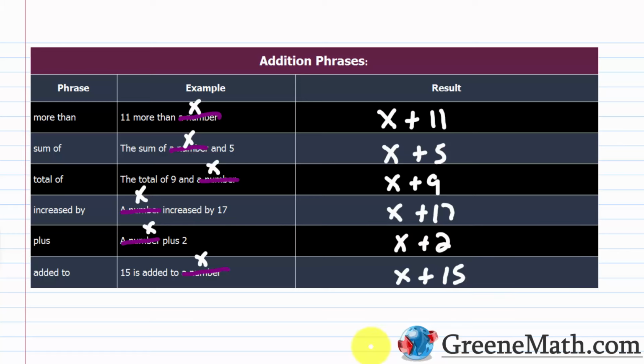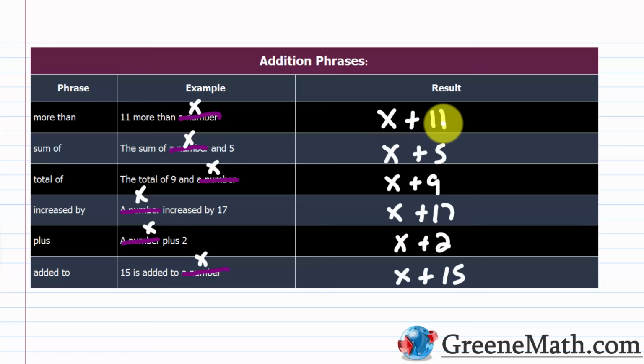It's very easy when you're working with addition because addition is commutative. The order that you add in does not affect the result. In this case where we have x plus 11, I could reorder that and say 11 plus x. It doesn't change anything. Same thing here: x plus 5 could be 5 plus x, x plus 9 could be 9 plus x, and so on and so forth. With addition and also multiplication, they're commutative, so the order does not matter. With subtraction and division, the order does matter. So we've got to pay closer attention to the way things are worded when we work with subtraction and division.